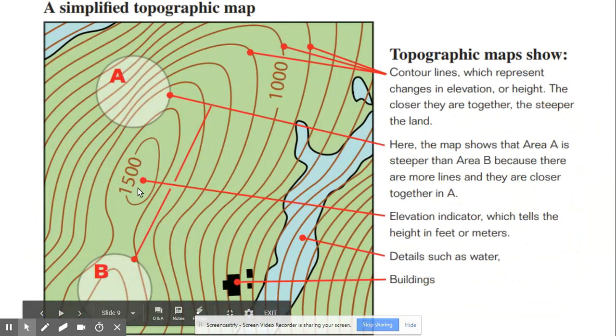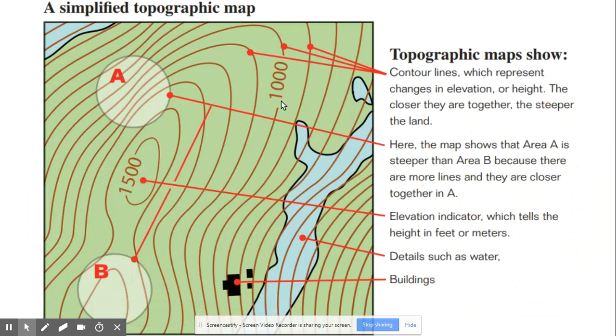This marker tells us the elevation in either meters or feet. The contour interval, remember, is the distance between the contour lines. In this case, we have 100. The fifth line is 1500. So we could figure out that this map is counting by 100s. The contour interval would be 100. So 1000, 1100, 1200, 1300, 1400, 1500.